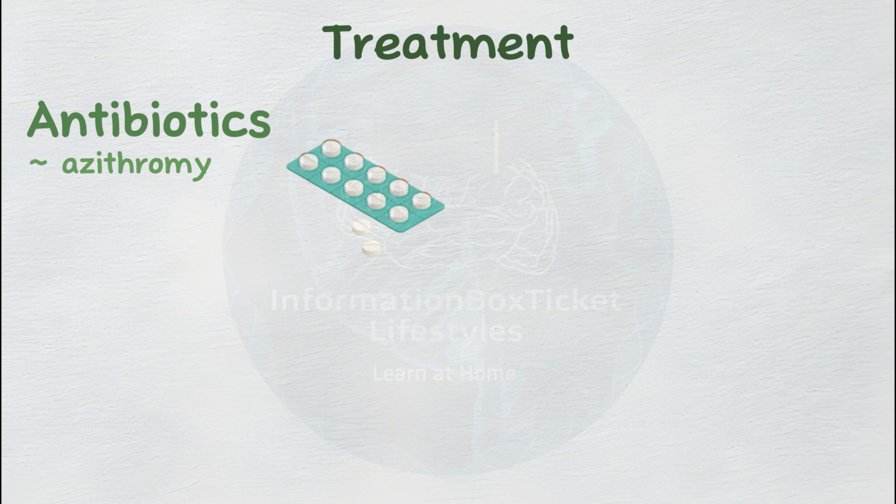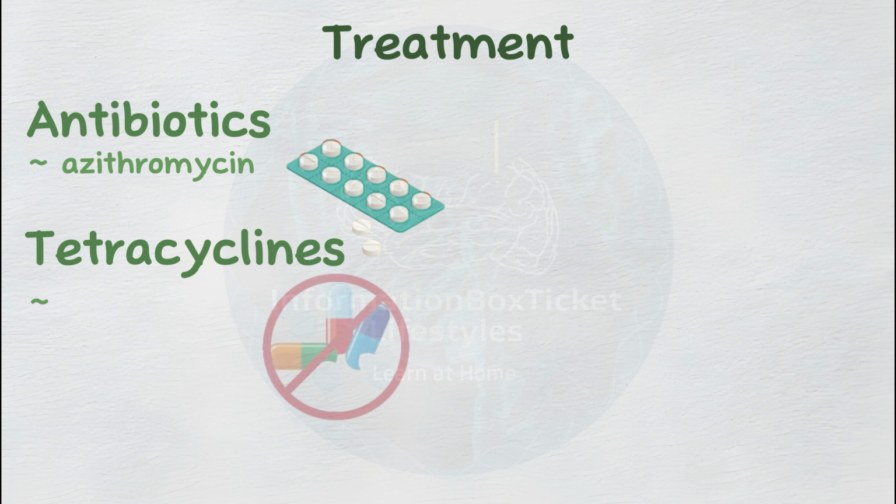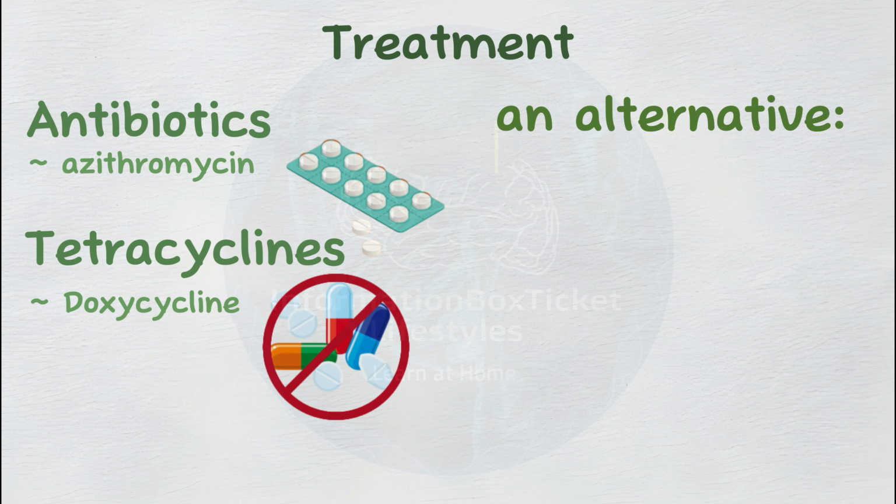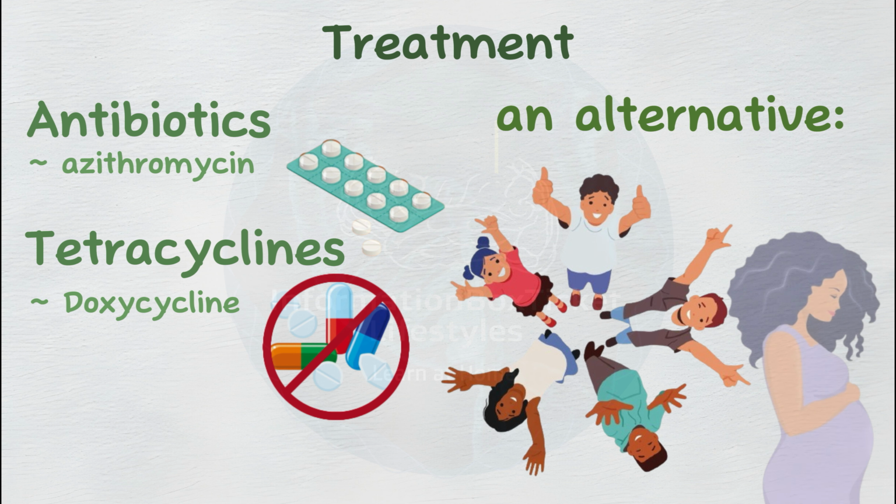Antibiotics such as azithromycin can be used to treat Chlamydia pneumoniae. Tetracyclines, such as doxycycline, are an alternative. However, they shouldn't be used on infants or women who are pregnant.